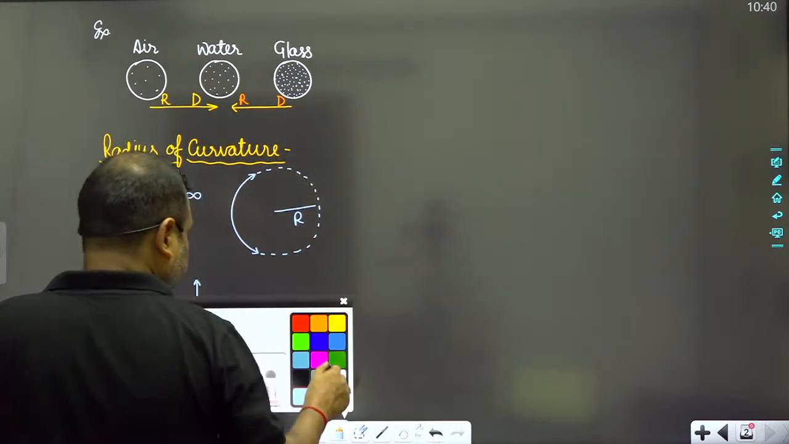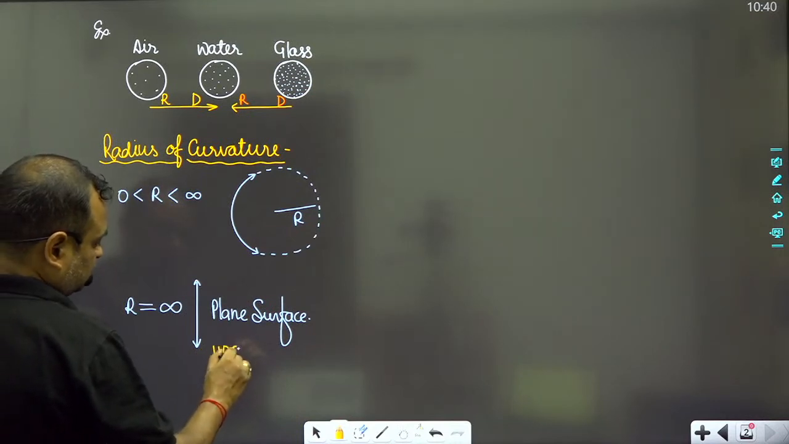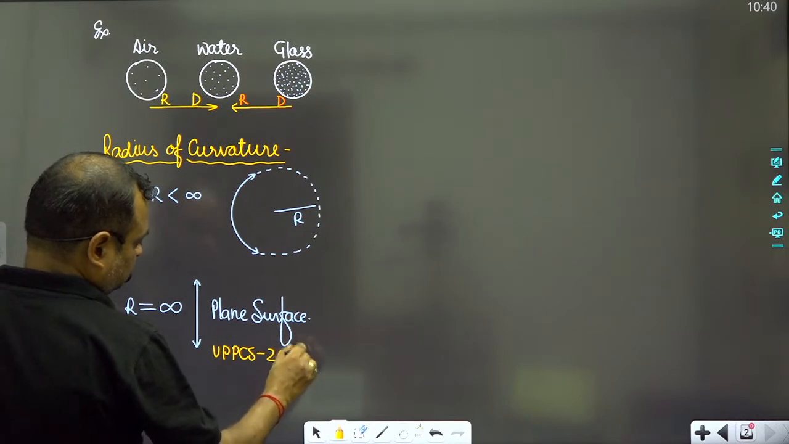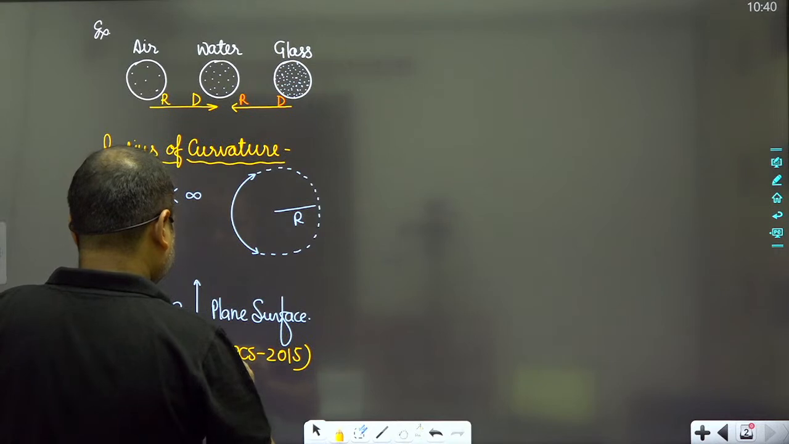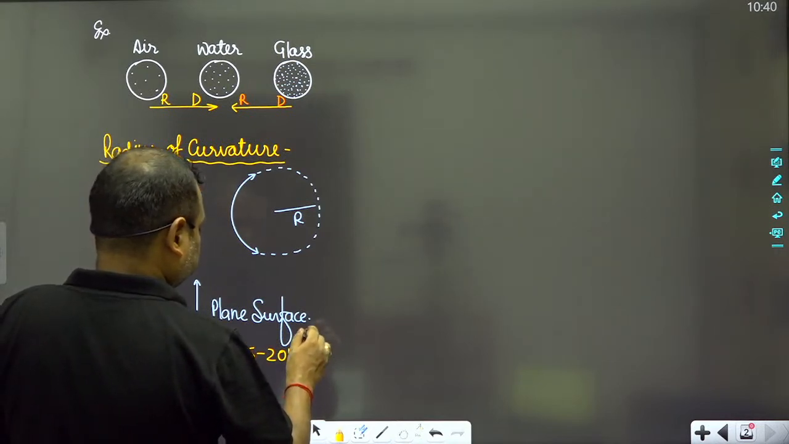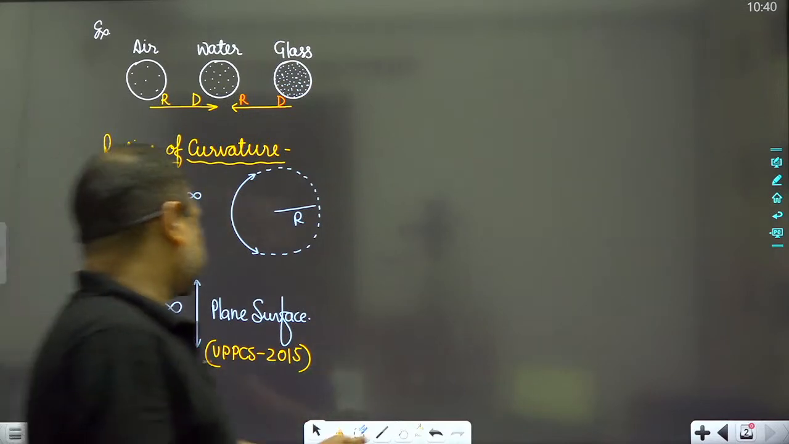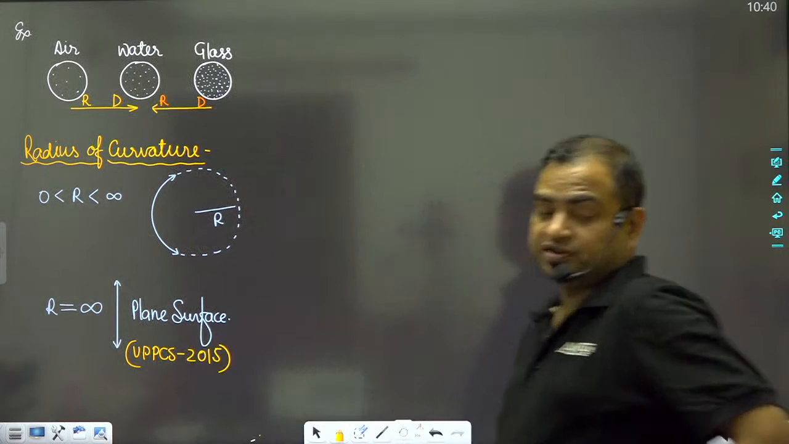Actually, this question was asked in UPPCS 2015 prelims. So this is the basic concept of radius of curvature. This one is very, very important.